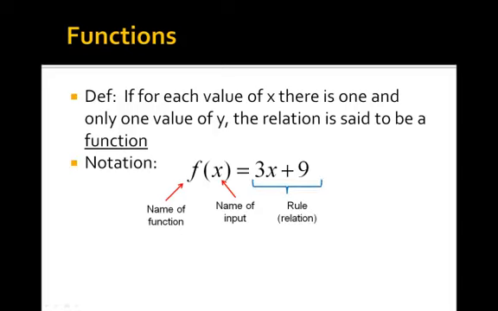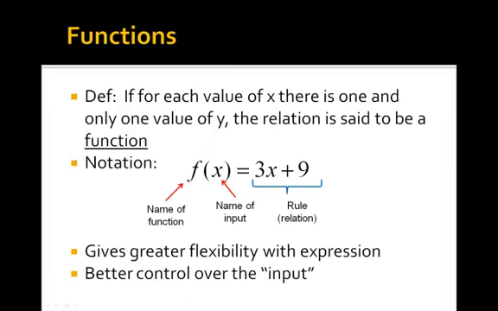Now on the other side of the equal sign, all of that stuff is basically the rule or the relation of the function. It tells us what it does. So this function f, what it does with an input is it multiplies it by 3 and then adds 9. Now, what might not be quite clear is why we use this notation in the first place or why we want to learn more about functions. Well, the big idea is that it gives us greater flexibility with expressions and we have much better control over our inputs.